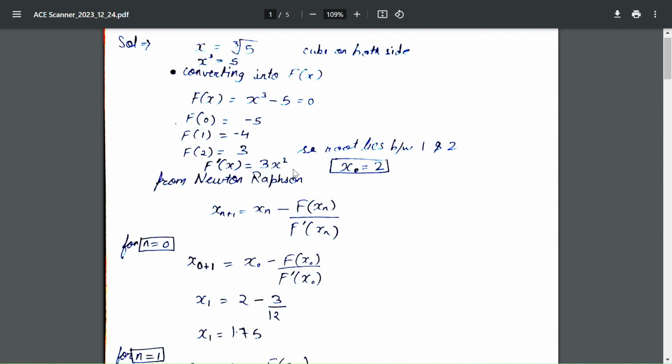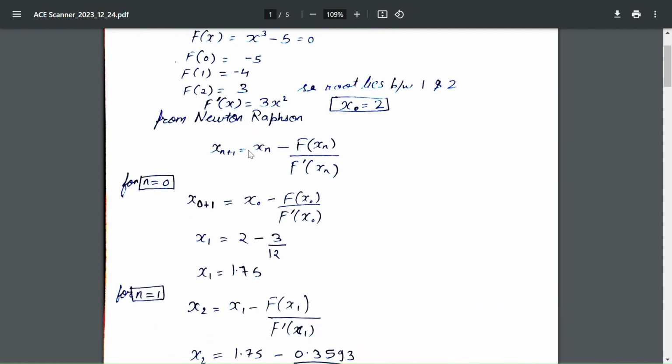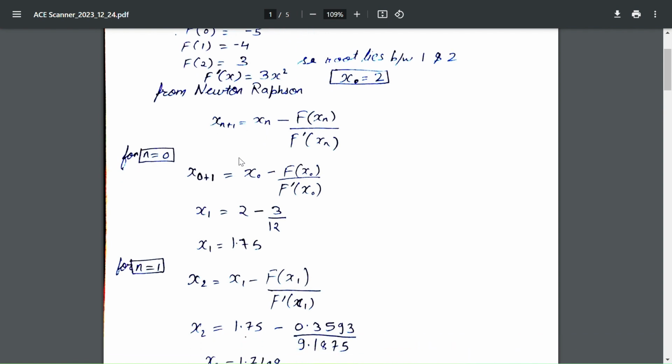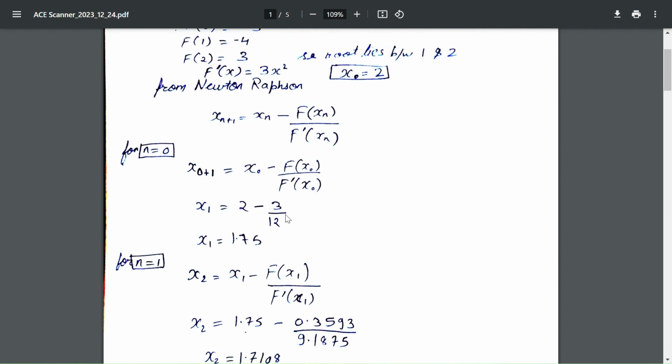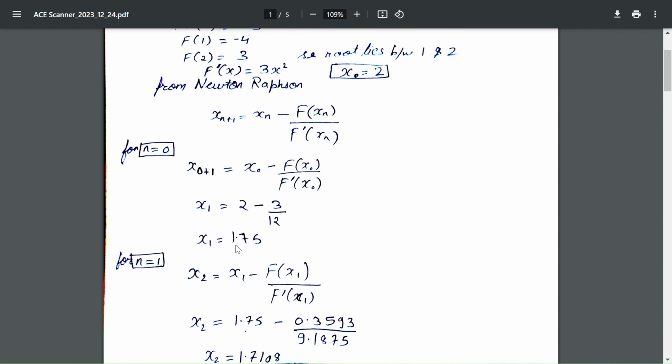Now we will consider initial x0 equals to 2, because on putting x0 equals to 2 in the function, we get a positive value 3, which is nearest to 0. So now by the Newton-Raphson formula, x n plus 1 equals to xn minus f of xn divided by f dash xn. For first iteration, we put n equals to 0 and we get x0 plus 1 equals to x0 minus f of x0 divided by f dash x0. Now we will put the values of x0, f of x0 and f dash x0. So on putting values, we get 2 minus 3 divided by 12, and the value of x1 equals to 1.75.